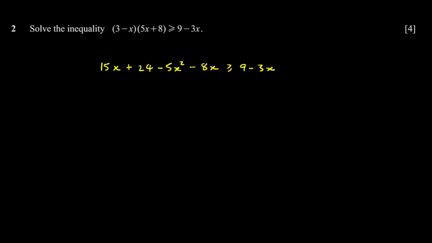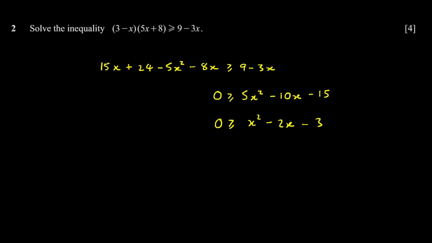So let's rearrange this. I think I'll bring everything to the right. I'll bring the 5x squared to the right-hand side, so I get 5x squared there. What are the x terms that I have? Well, I've got 15x, minus 8x is 7x. And I subtract the 7x from the left and bring it to the right, which will give me minus 10x. And then here I've got 24, and I subtract that from 9, and that's going to give me negative 15. I think I can divide everything through by 5, that will make things a bit easier. So I get x squared minus 2x minus 3.